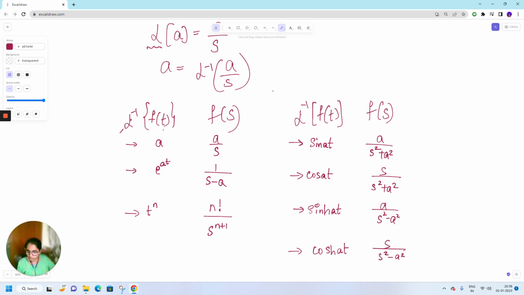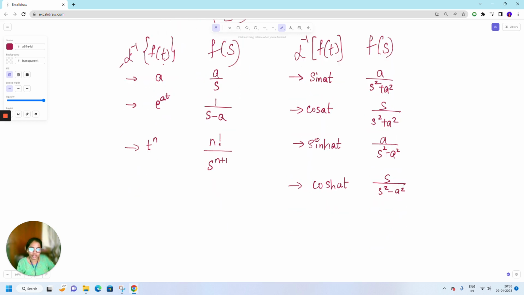Let me write the first question. Find the inverse Laplace transform of 1 divided by s cube. Observe, what do we have here? Can I apply the first one? No, right? The second one also I cannot apply. I can apply the third formula.